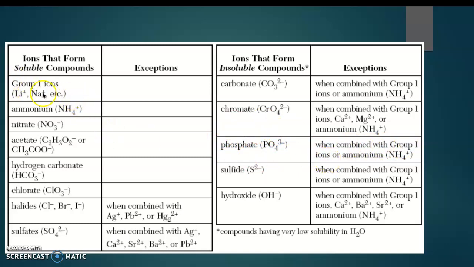Phosphate is insoluble, however, it will be soluble when combined with group 1 ions. Remember, our group 1 ions are always soluble, or ammonium, which is also always soluble. Sulfide is insoluble, however, it's soluble when combined with group 1 ions or ammonium. Once again, hydroxide is insoluble. When combined with group 1 ions, calcium, barium, strontium, or ammonium, it will be soluble.